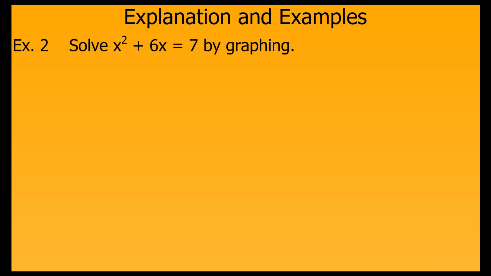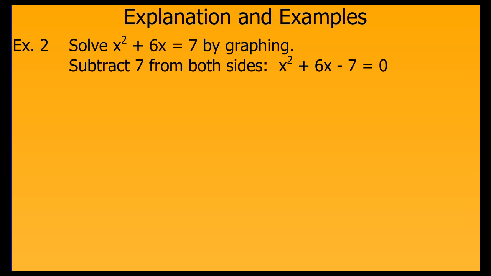Let's look at another example. X squared plus 6x equals 7. The first thing we should notice is that this equation is not in standard form. It is not equal to 0. So we need to subtract 7 from each side in order to get it equal to 0. Now we can identify that a equals 1, b equals 6, and c equals negative 7. So therefore, the opposite of b over 2a will be negative 3.